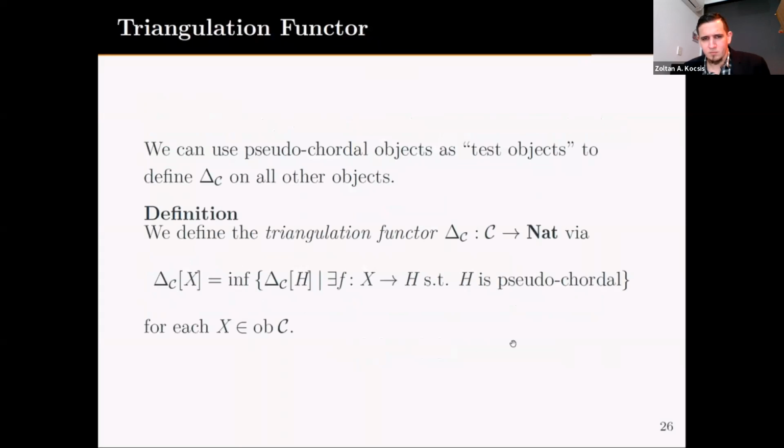And once we define the pseudochordal objects, we can use them as sort of test objects to define delta C on any of the other objects. So what we're going to do is define delta C of X for an arbitrary object X as the infimum of the delta C of all pseudochordal objects which contain X. And this is a valid definition, because delta C has already been defined for pseudochordal objects. So this is fine.